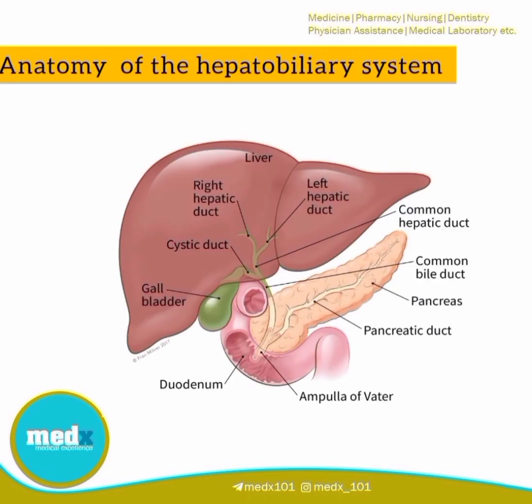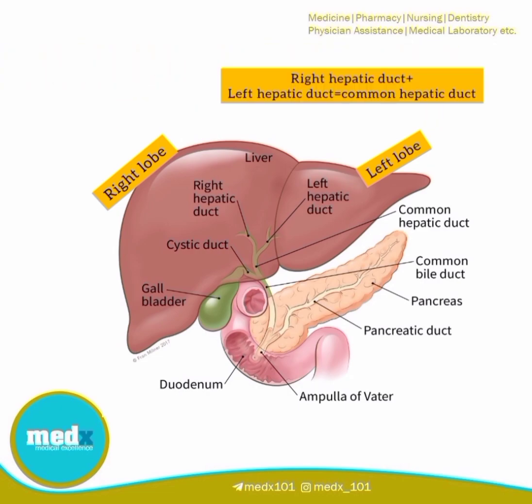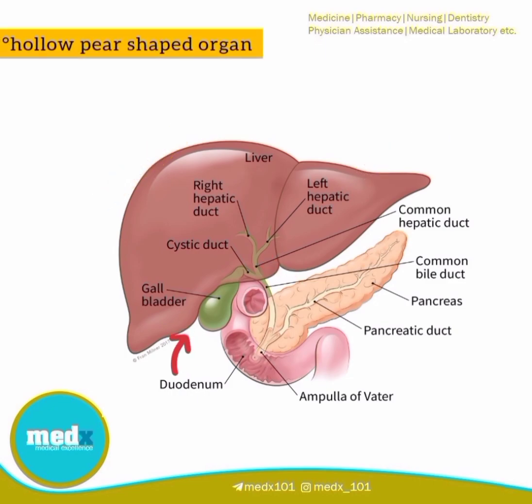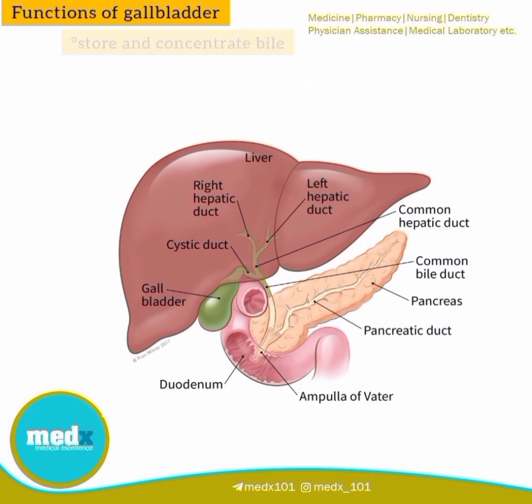So bile is produced by the hepatocytes of the liver, and it's carried by the right and left hepatic duct from the right and left lobes of the liver respectively. So now from the diagram we can see that the right and left hepatic ducts join together to form the common hepatic duct. And we can also see the gallbladder, which is this hollow pear-shaped organ that lies in the gallbladder fossa on the inferior surface of the liver in the right upper quadrant of the abdomen. Its function is to store and concentrate the bile that is made by the liver.